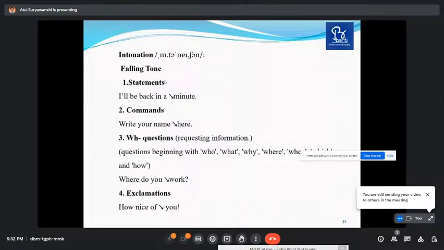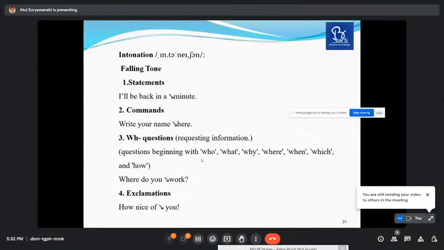Falling tone, meaning a tone that slides downward. It is used in plain statements, in simple statements. I shall be back in a minute. So this is a simple statement. The second, falling tone is used in commands, in orders. For example, write your name here. So this is a command.